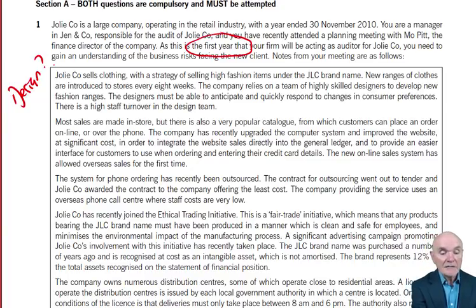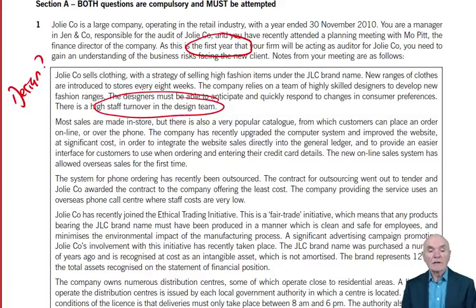And there's a high staff turnover in the design team. A high staff turnover in the design team means you have to keep recruiting, and there is a business risk that you will not find enough replacement skilled designers to keep this rate of innovation happening. So again, it's getting at difficulties, risks with design. Now that would be fine for part A.